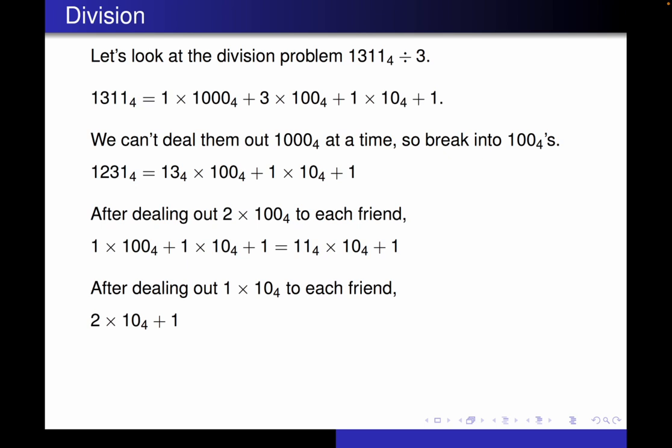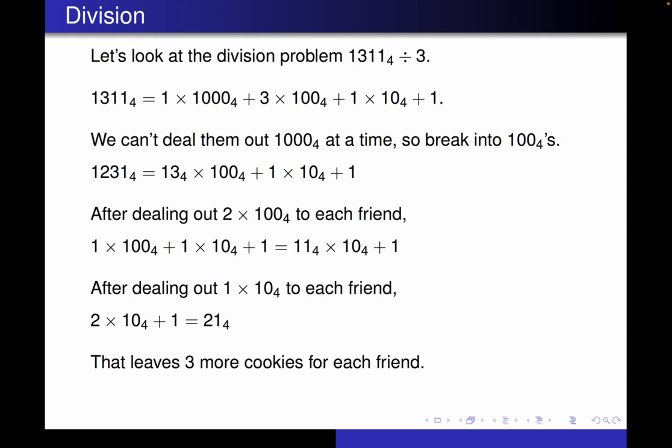Now we're done dealing out tens. Now we've got to put everything into units, but that's okay. That's just 2 10s, 2 tens, 1 unit. And in base 4, that is 9. So that means we have 9 cookies to deal out. That's 3 more for each friend. So all of our cookies have been dealt out.